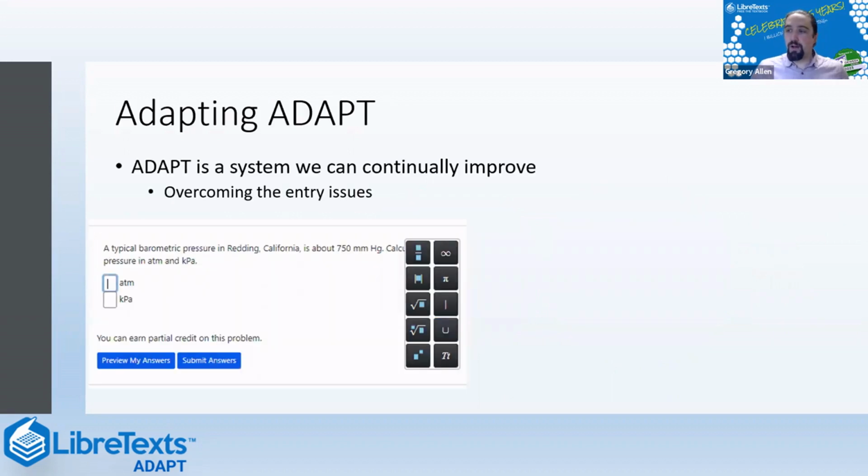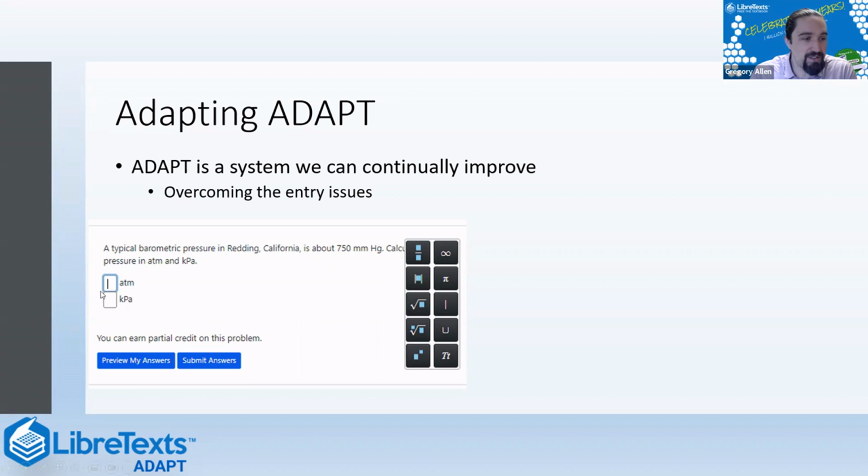So let's think about how we're improving this. Let's think about some of the changes that we're making with the ADAPT system. The main one, to me right now, is overcoming entry issues. Here I have a screenshot of a question. Don't worry about the question. This is a chemistry question thinking about gases. I'm teaching gases right now. That's why I pulled out this question.